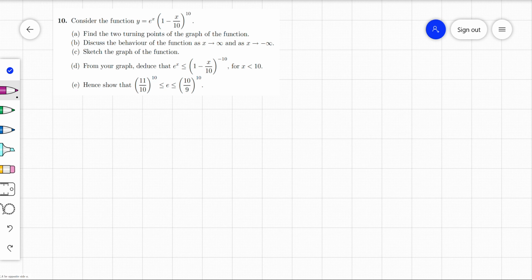Alright, so first we have this function and we have to find the two turning points. Of course, the turning points occur when y dash equals 0. So we need to differentiate first. Again, it's got a u and a v, so we need u dash v plus v dash u, the product rule. If I differentiate e to the x, I just get e to the x. So I leave that one.